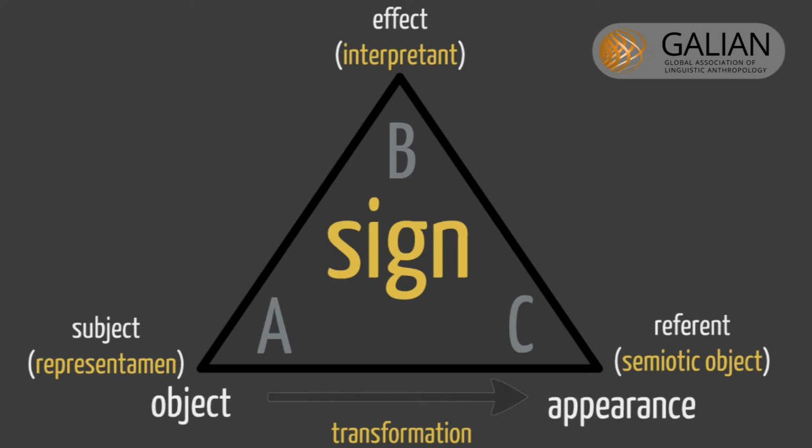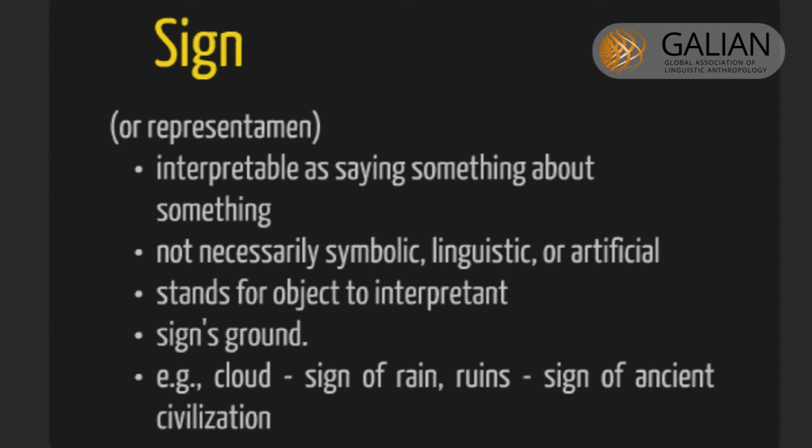I'm going to say a few things about the sign, the object, and the interpretant now, or the representamen, the semiotic object or interpretant. The representamen is interpretable as it says something about something. The representamen isn't necessarily symbolic, linguistic or artificial. It can be anything. Okay, it can be an action, it can be a memory, it can be a word, it can be a sound, it can be a fish. It can be absolutely anything. It's not necessarily anything. For example, a cloud. You can see a cloud and it may signify something like rain or dark skies or depression or something.